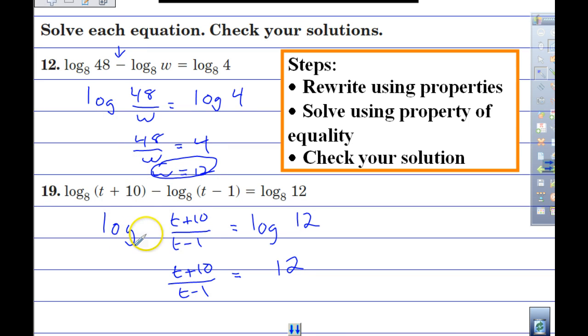And we should be putting the bases in here. It doesn't really matter too much. When you have a log on both sides, the bases were not used. So when you have a log on one side and a number on the other side, that's when we have to change it to exponential form using the base.